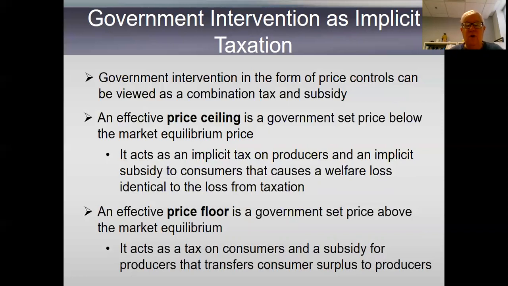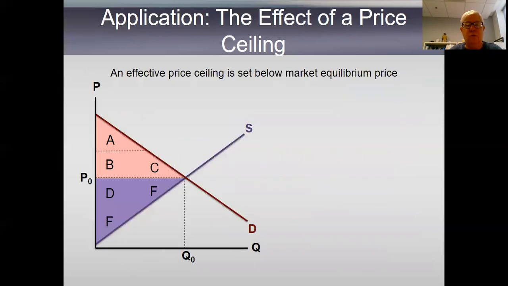It causes a welfare loss, which is that loss triangle that we talked about, just as you would have a welfare loss from taxation. An effective price floor is when the government sets a price above the market equilibrium. Now that one acts as a tax on consumers and a subsidy for producers. It's transferring consumer surplus to producers. So let's look at both of these.